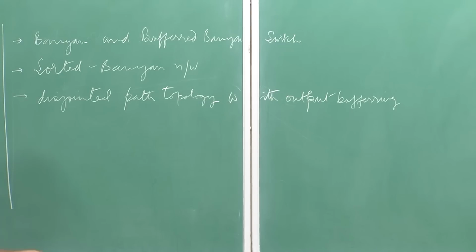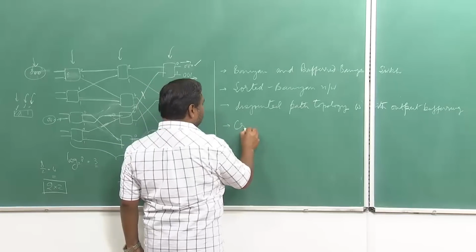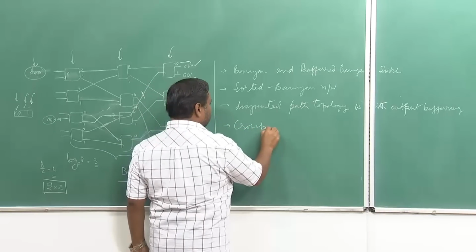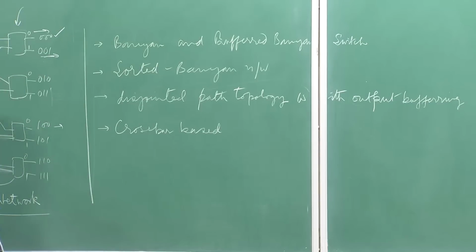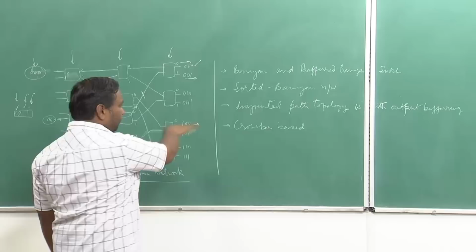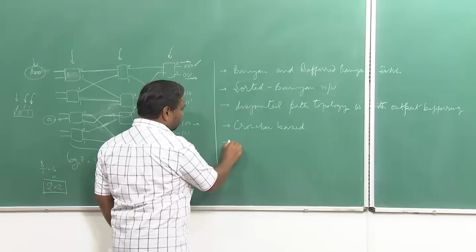Then of course, we had already talked last time about crossbar based systems, which are the most versatile because you can create any input to any output kind of possible maps. I will give the number of these maps which are possible in crossbar.